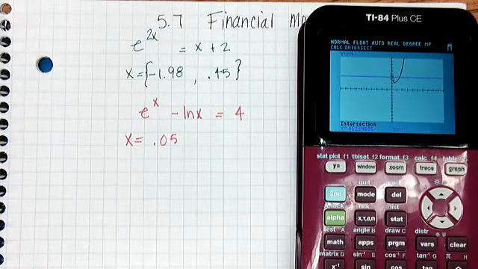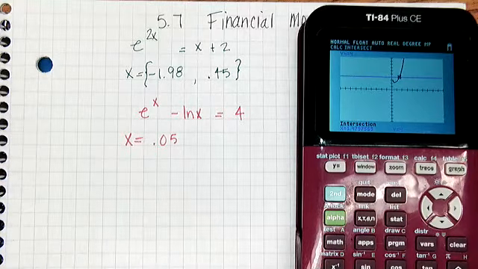Okay, and then you should try it, see where you get for the next intersection. Arrow over, second trace, intersect, and this is 1.48.